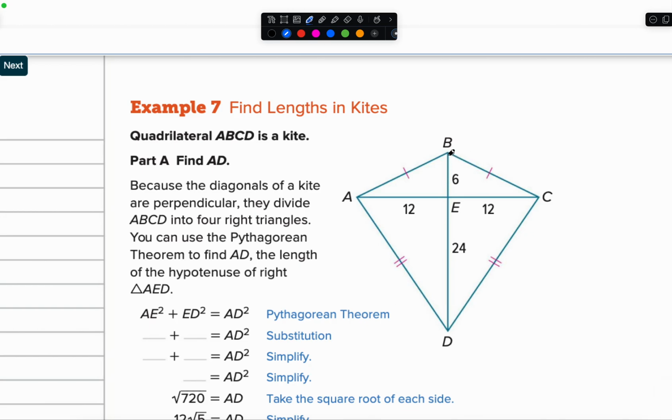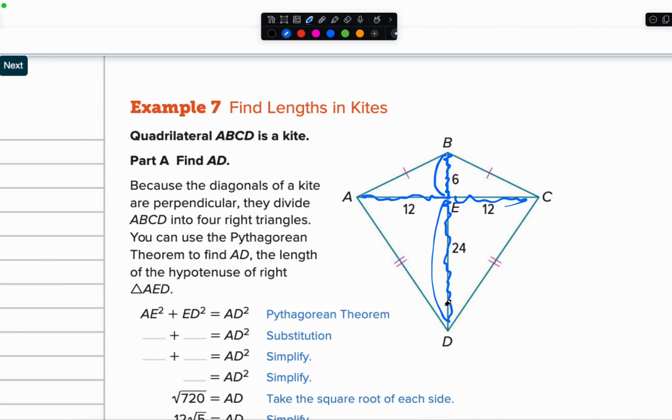So like 6 is measuring from here to here. 12 is measuring from here to here. So you can see here that this diagonal is split in half, but this one's obviously not. Don't think that because 6 is a 1/4 of 24, that will always be the case. That is not necessarily true. You could have a kite that's really short or really long. It doesn't matter. But your left and your right side diagonal should be the same.